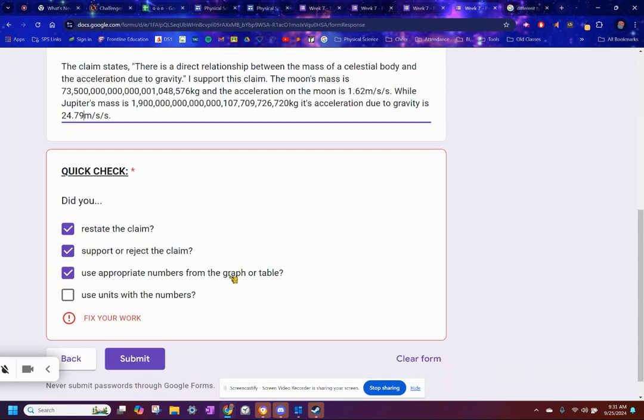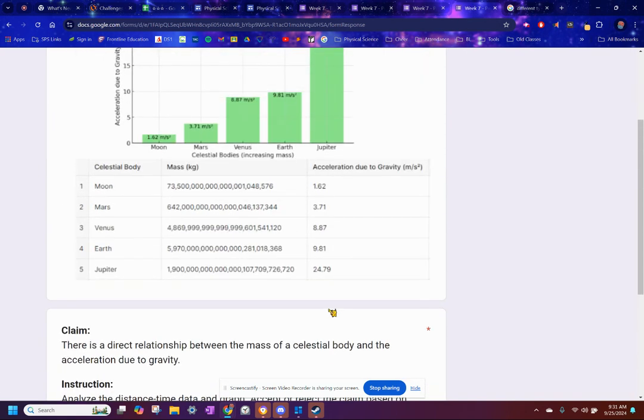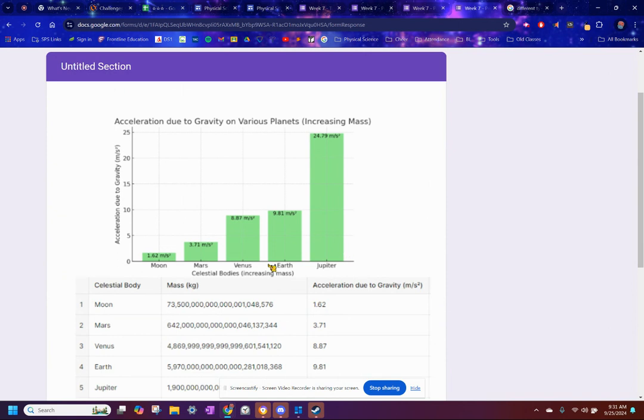All right, did I use numbers? Yes. And did I use units? Kilograms, meters per second. I did. So, big numbers, but when we do this writing, all you have to do is really compare two things to support or reject your hypothesis, claim, statement, whatever.